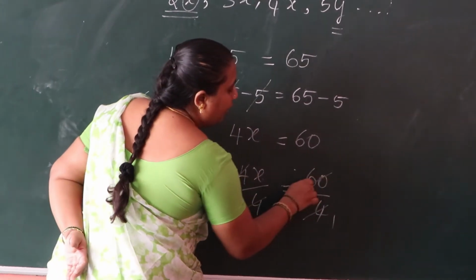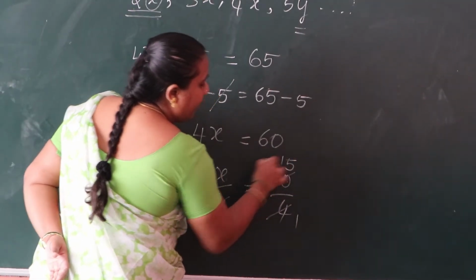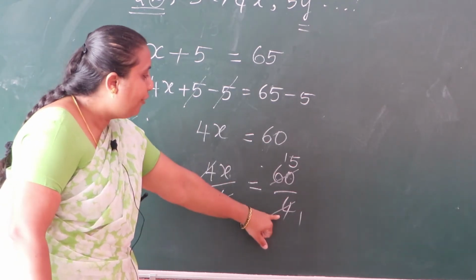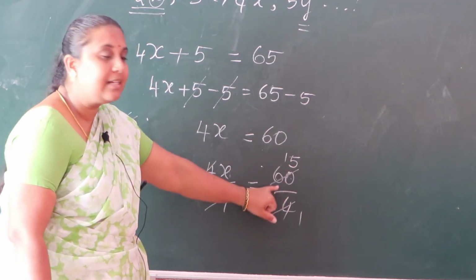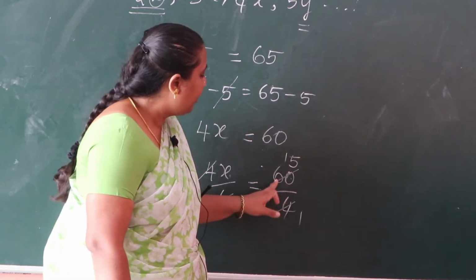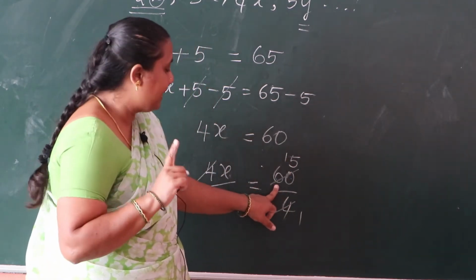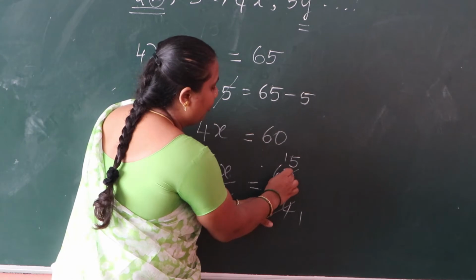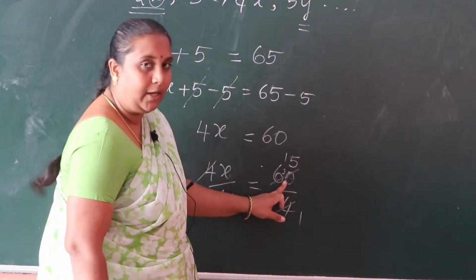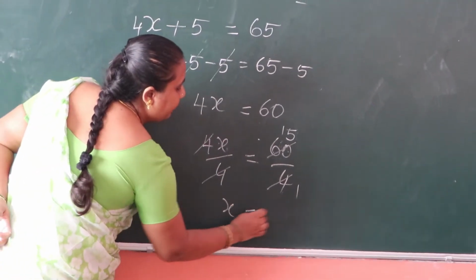4 ones are 4. Here 4 ones are 4, balance 2. 4 5s are 20. So here 4 ones are 4, 4 15s are 60. Here you should divide like this. 4 ones are 4. In 6 there is only one 4, so balance 2, so 20 is there. 4 5s are 20. So here we get 15. So x equals 15.